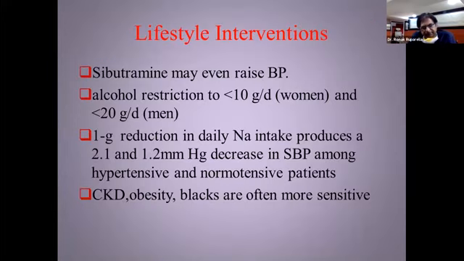Lifestyle interventions, as I discussed: physical activity has to be increased, alcohol has to be reduced, sodium intake has to be reduced.